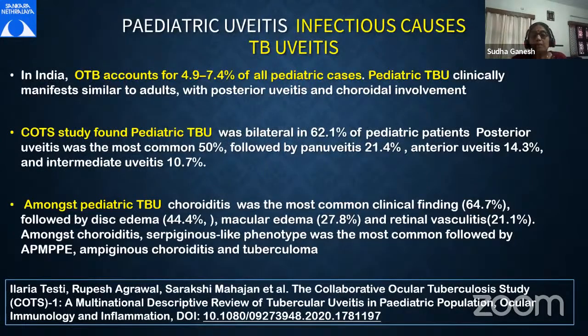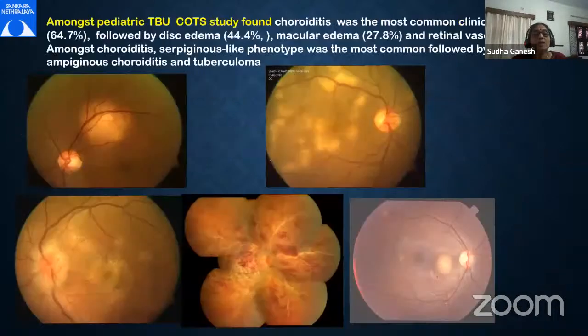Choroiditis was the most common at around 64.7%, followed by disc edema 44%, macular edema 27.8%, retinal vasculitis in 21%. And amongst the choroiditis, the COD study found that the serpiginous-like phenotype was most common, followed by APMPPE, ampiginous, and the tuberculomas. These are some of the phenotypes that we do see in children, being the choroiditis.